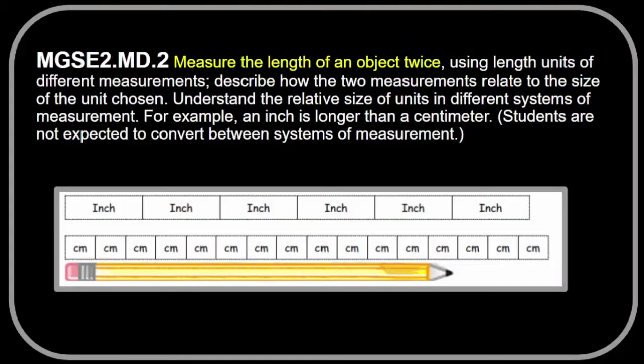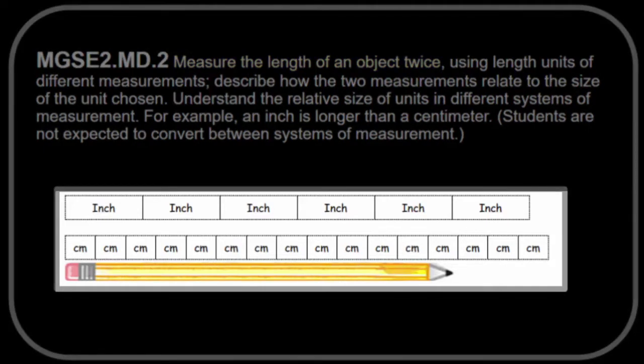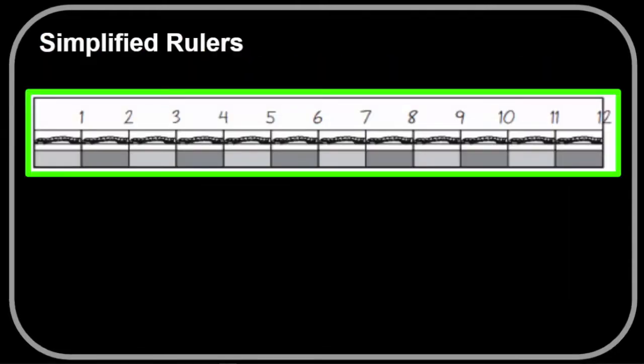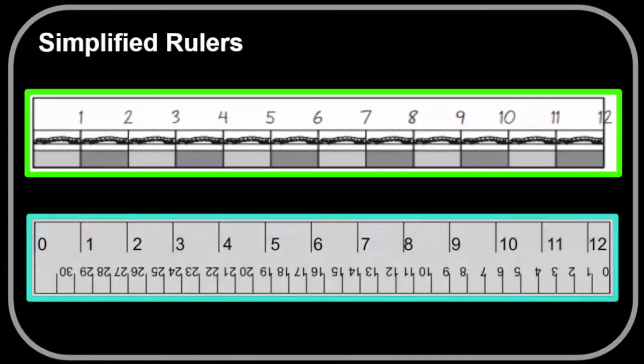As students explore different tools, they then use different length units and measure the same item twice. For example, they may measure a pencil with both inches and centimeters and be able to explain why it takes more centimeters than inches. When introducing rulers in second grade, it is important to use simplified rulers that only show inches and/or centimeters. Simplified rulers can help students transition from using concrete items to a more abstract measuring tool.